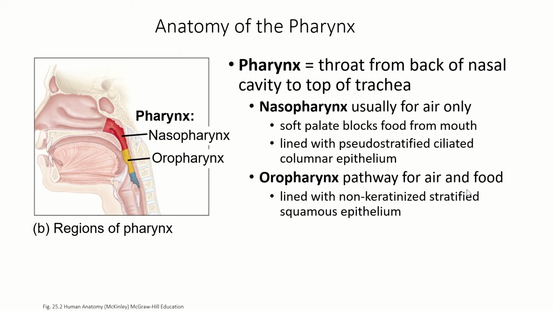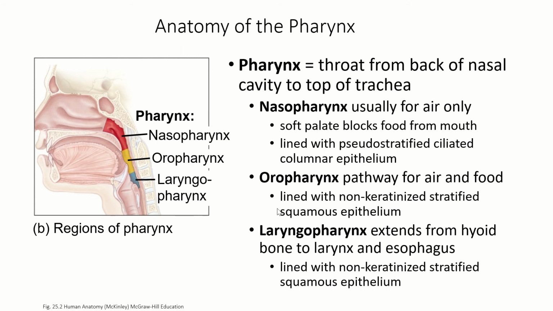Both air and food are going to pass through here. Air is going to go down the trachea, food is going to go down the esophagus. We'll come back to that one when we do the digestive system. The lowest portion is called the laryngopharynx. Laryngo is the adjectival form of larynx. So whenever you see that, think larynx. The laryngopharynx extends from the hyoid bone here to this little section where these two tubes, the trachea and the esophagus, split.